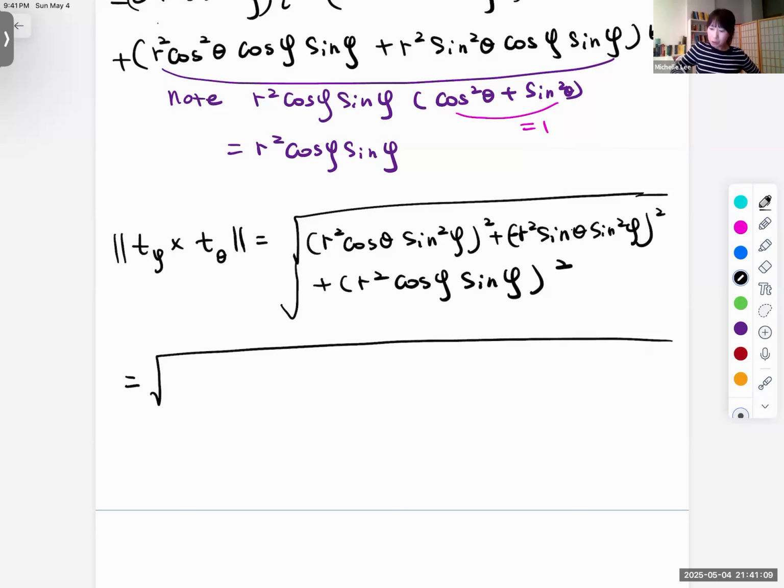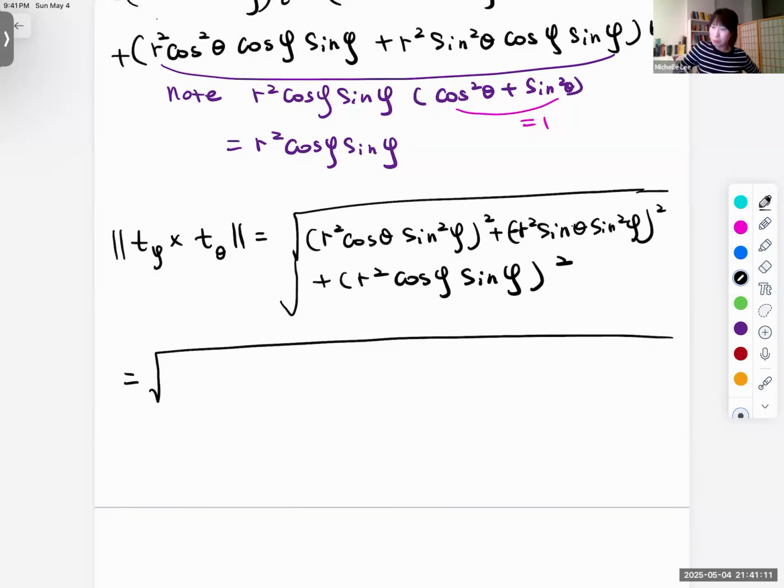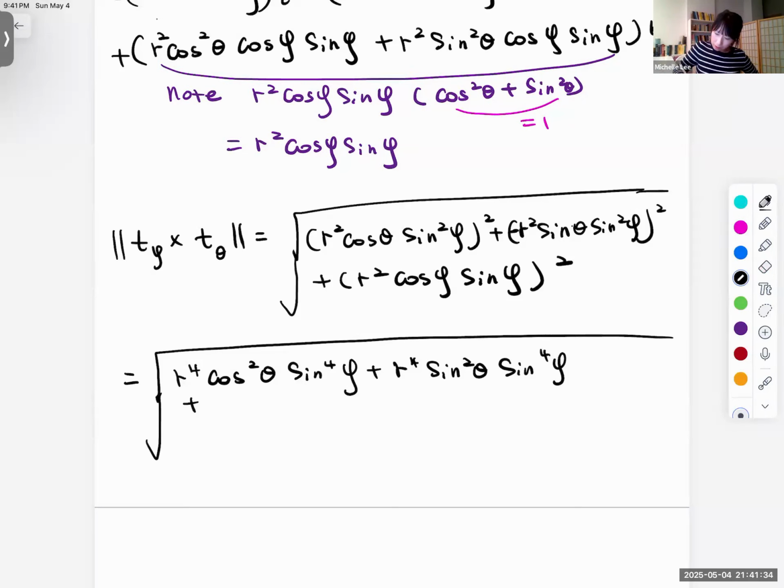Now, the first term gives r to the fourth power, cosine squared theta, sine to the fourth power phi, plus r to the fourth power, sine squared theta, sine to the fourth power phi. Then r to the fourth power, cosine squared phi, sine squared phi.